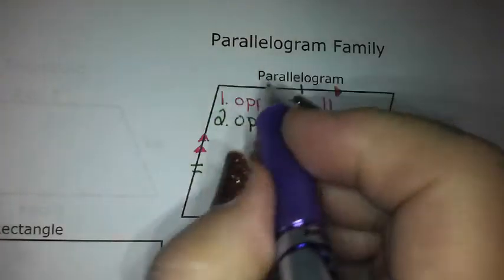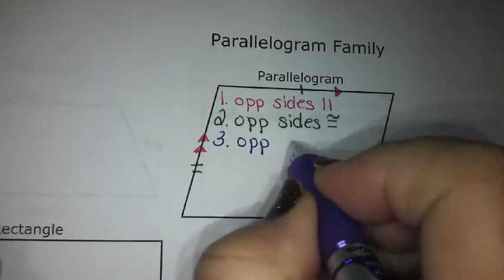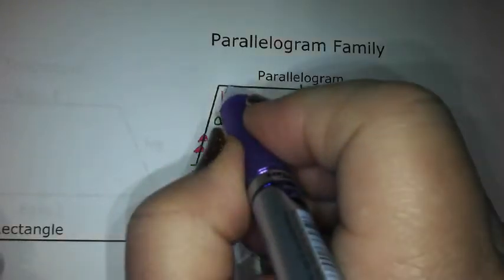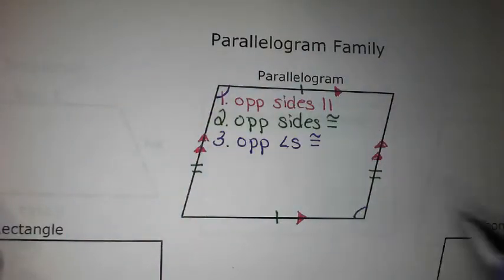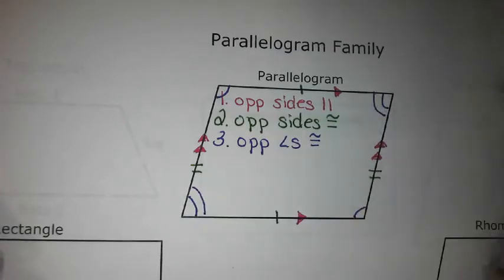The next one has to do with the angles. We're going to tell you that both pairs of opposite angles are congruent. So this angle is congruent to this one, and this angle is congruent to this one.